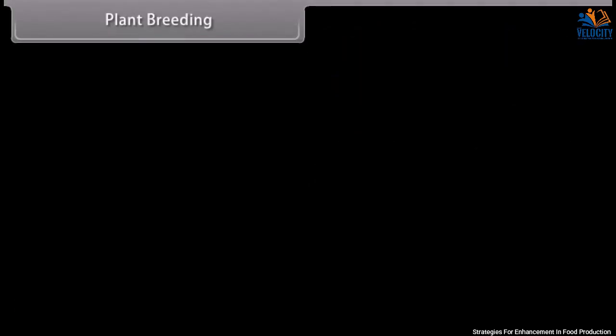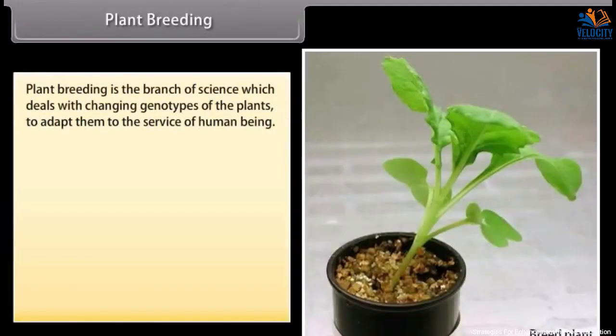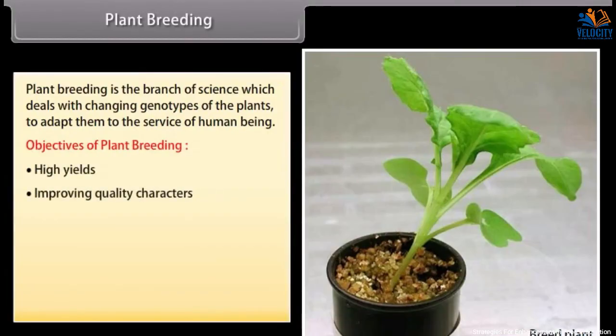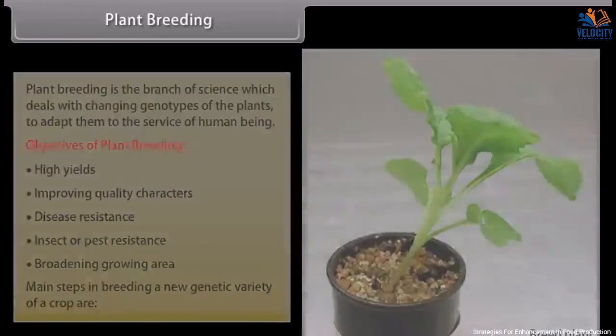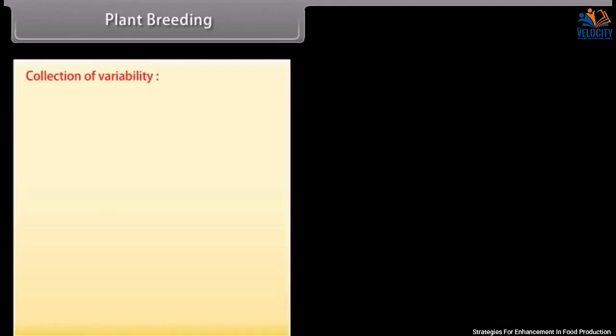Plant breeding. Plant breeding is the branch of science which deals with changing genotypes of the plants to adapt them to the services of human beings. Objectives of plant breeding: high yields, improving quality characters, disease resistance, insect and pest resistance, broadening growing area. Main steps in breeding a new genetic variety of crop are: collection of variability.